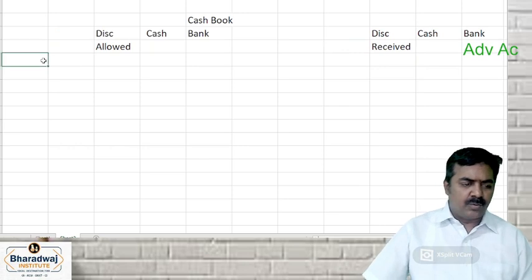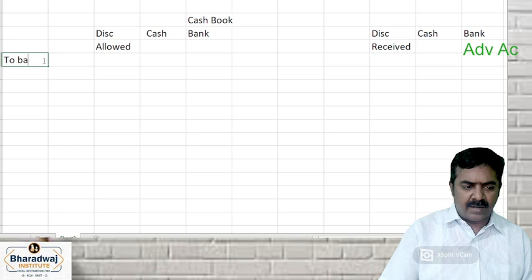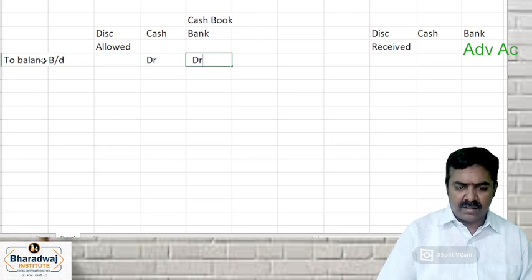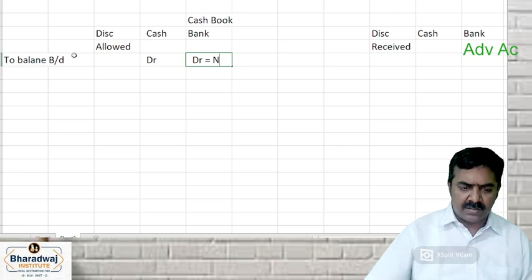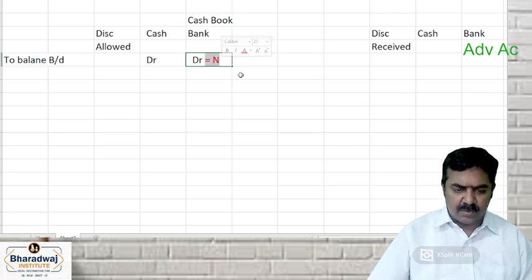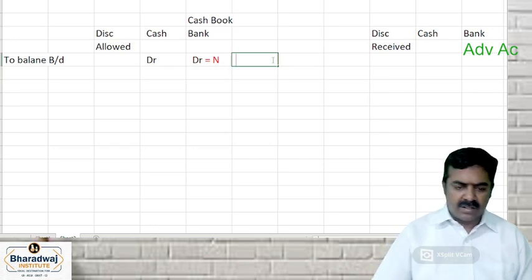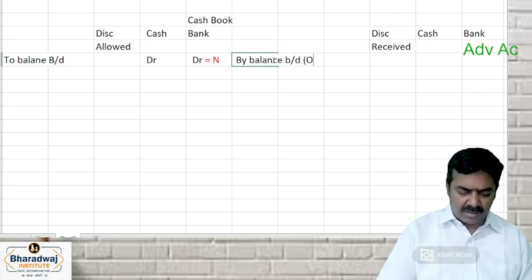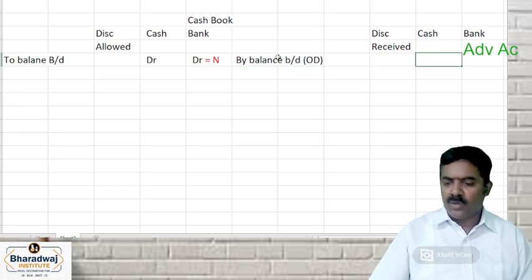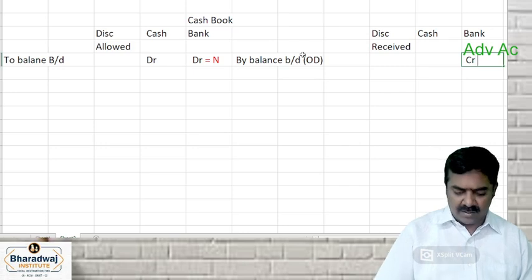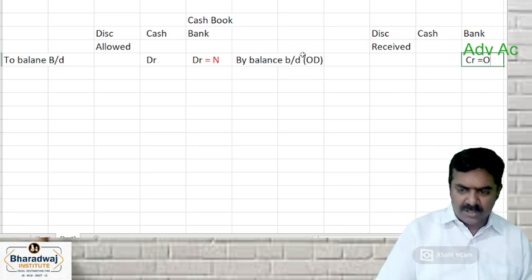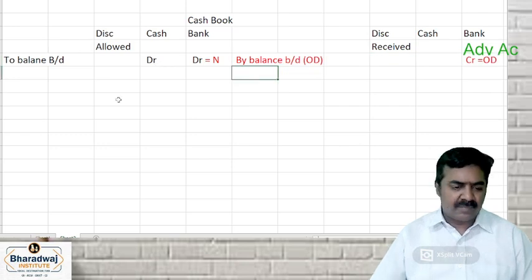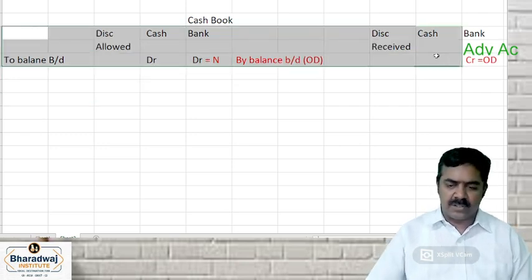Right? So what will be a normal balance? To balance brought down. Cash will have debit balance only. Debit balance is nothing but normal balance. Debit balance in cash book means which balance? Normal balance. Bank balance can have an overdrawn balance. It will appear as what? By balance brought down, nothing but what? If there is an OD balance, it is not possible in cash. OD balance is possible only in which one?